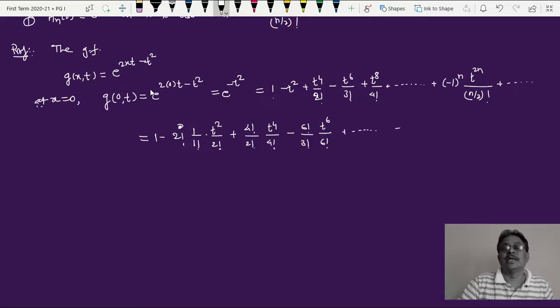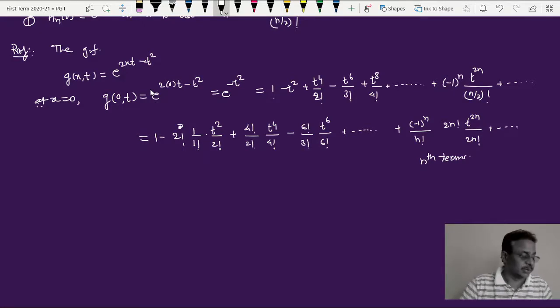For the general term I can write minus 1 raised to n upon n factorial, then 2n factorial. Just as 4 factorial and 6 factorial appeared earlier, this is n factorial and this is 2n factorial, multiplied by t raised to twice n upon 2n factorial to cancel. So this is the nth term. Try to understand how we write the nth term using this.